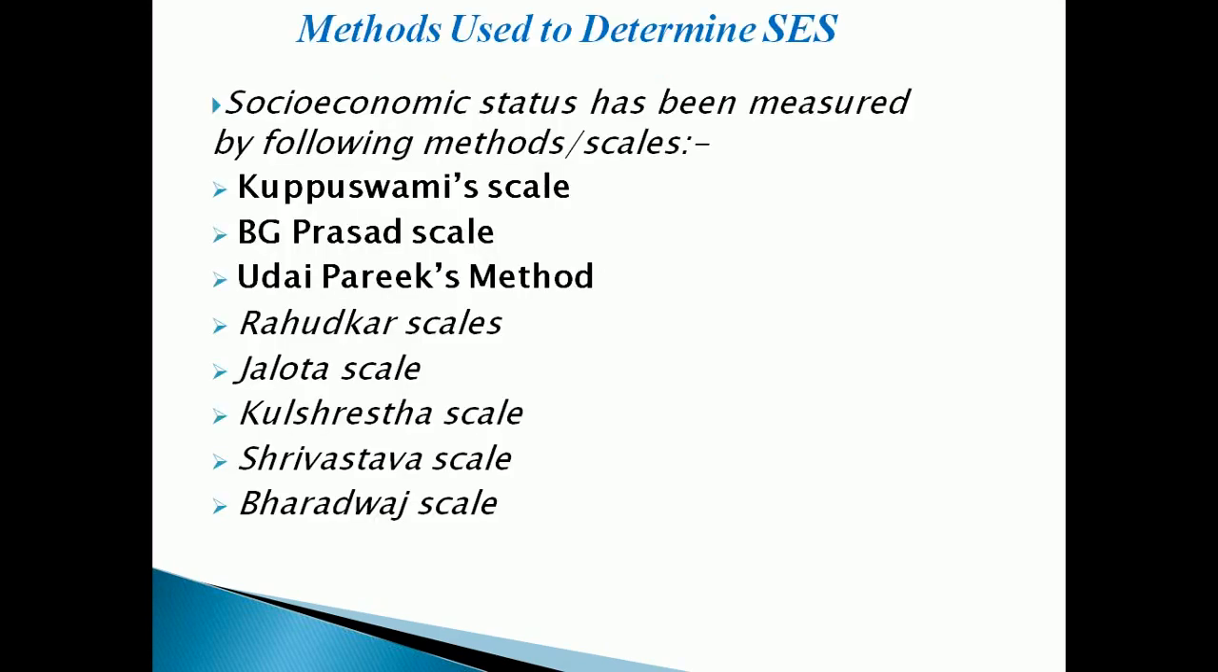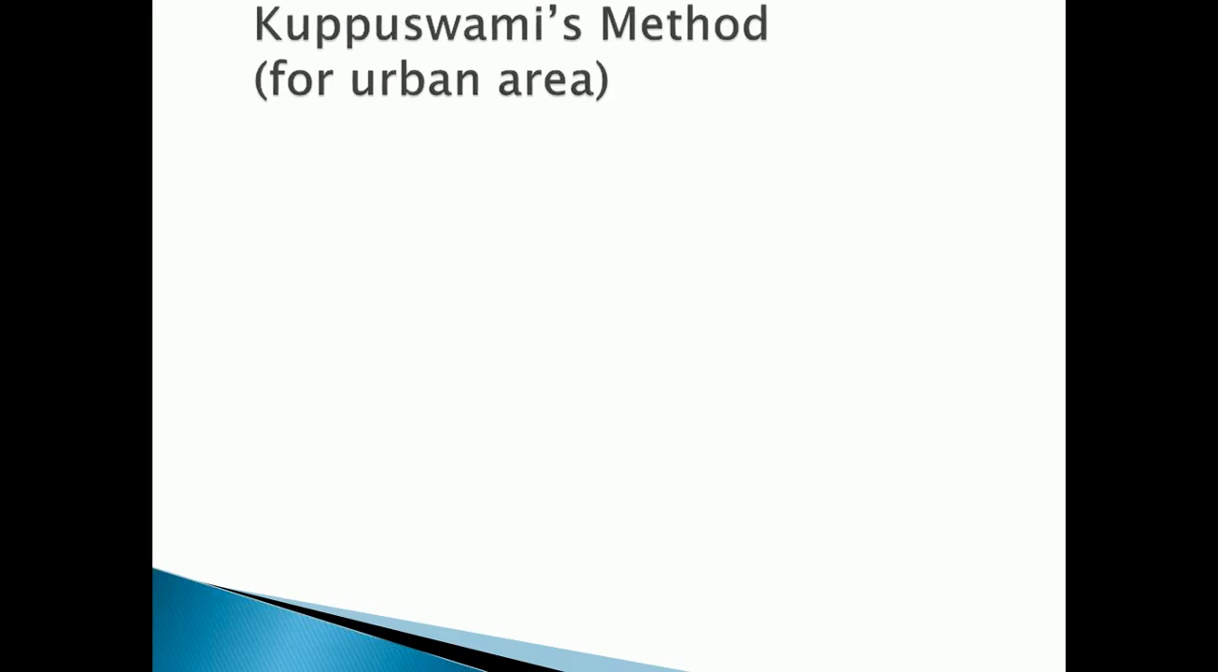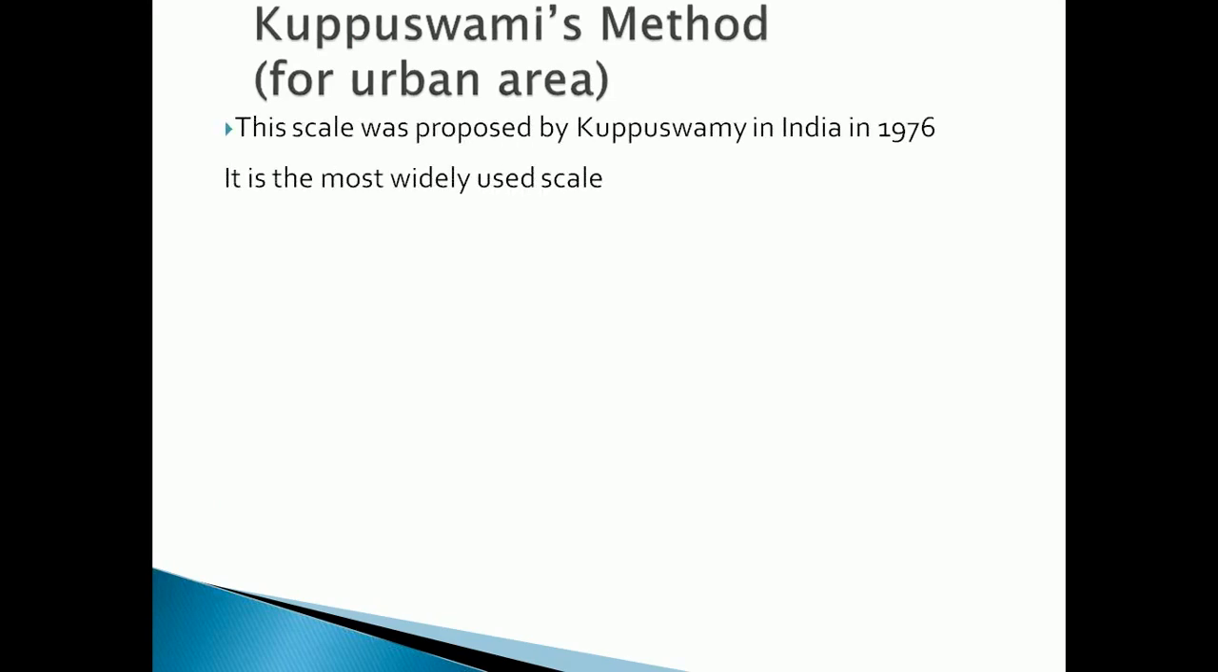So various methods used in determining socioeconomic status, mainly three methods we are using: the modified Kuppuswamy scale, BG Prasad scale, and Udai Pareek scale. Okay, these are also rare methods: Rahudkar scale, Jalota scale, Parikh scale, Srivastava scale, and Bharadwaj scale. So we will discuss them one by one in detail. Okay, so first come to Kuppuswamy's method, and this method is used for urban areas. Remember it. Okay, I will ask you later.